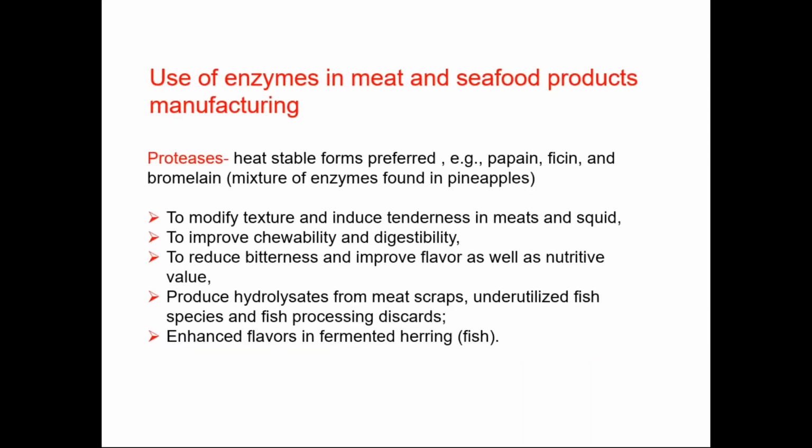So the enzymes used in the meat and the seafood products, we have already looked at papain, ficin, and bromelain, which are used for tenderness. This improves chewability. It reduces the bitterness. These enzymes like papain, ficin, bromelain, and other proteases are used to produce the hydrolysates of the offals or unused parts of the meat. They are also used to enhance the flavor in milk.